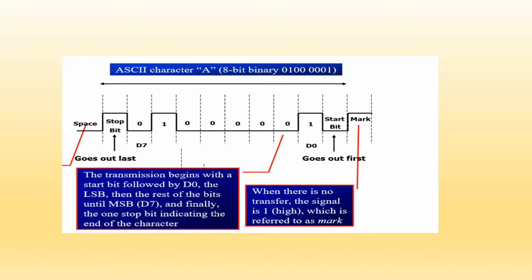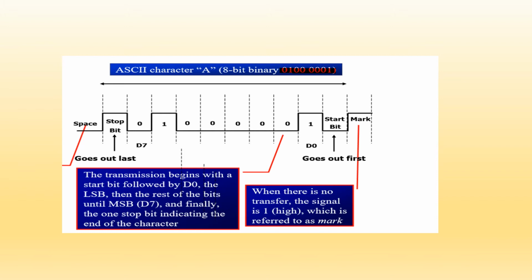The picture represents the framing for the ASCII character A, capital A. The capital A is represented by the 8-bit binary value, which is 41 in hex, where it is 0 1 0 0 0 0 0 1. It is the 8-bit ASCII A.